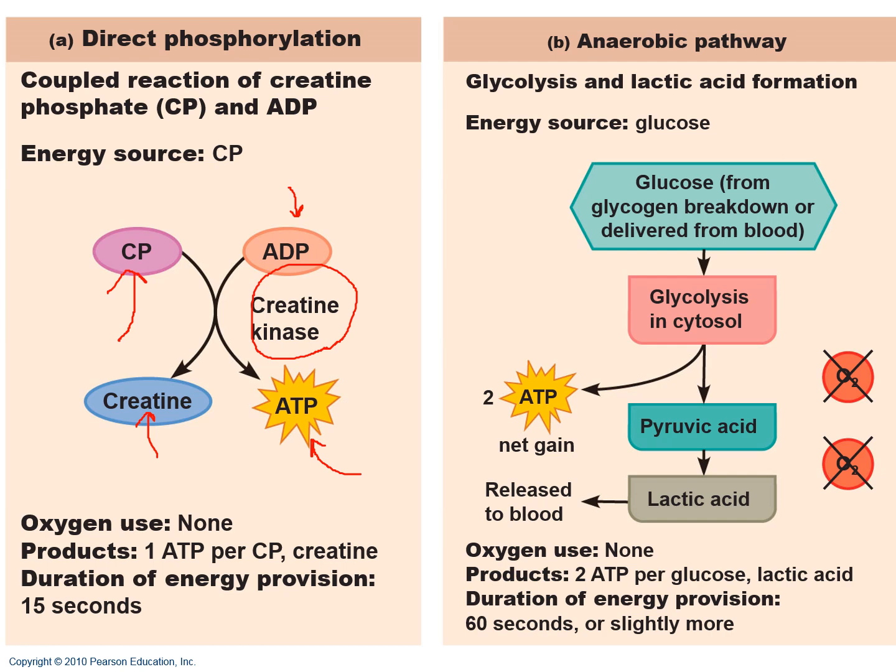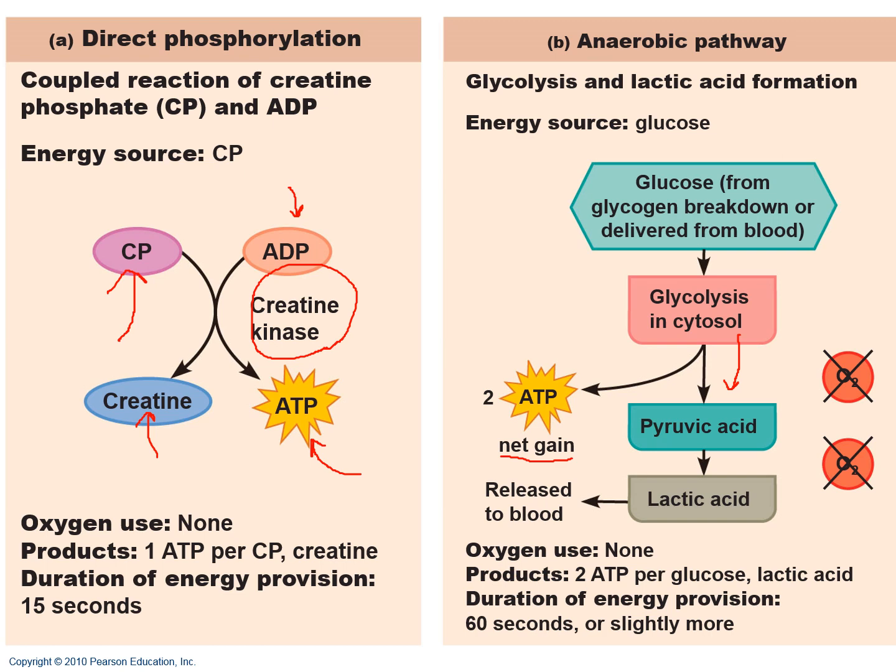A second anaerobic pathway that muscle fibers can use is called glycolysis. And we've already looked at this in the last video. But briefly, we're going to take glucose, and this glucose could come from glycogen breakdown, or maybe it's brought to the muscle fiber via capillaries. The glucose enters the muscle fiber and goes through a series of 10 chemical reactions which split glucose into 2 molecules of a waste product called pyruvic acid. Along the way, there's a net gain of 2 ATPs.